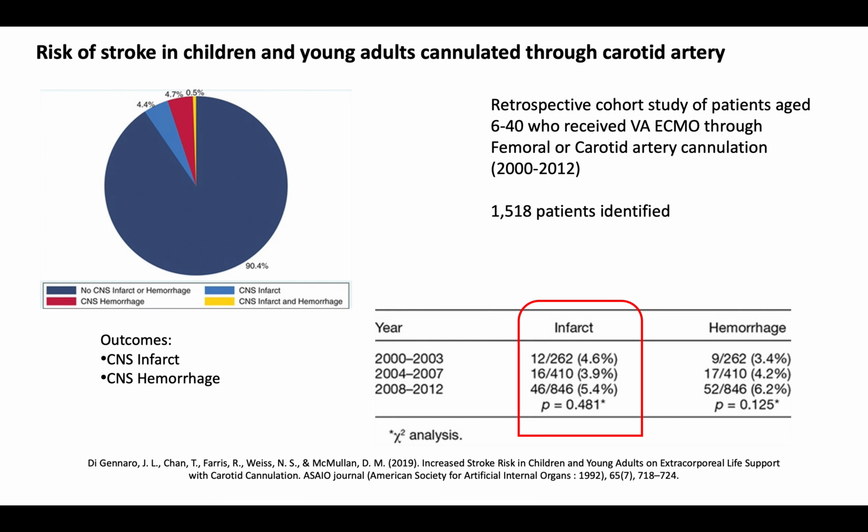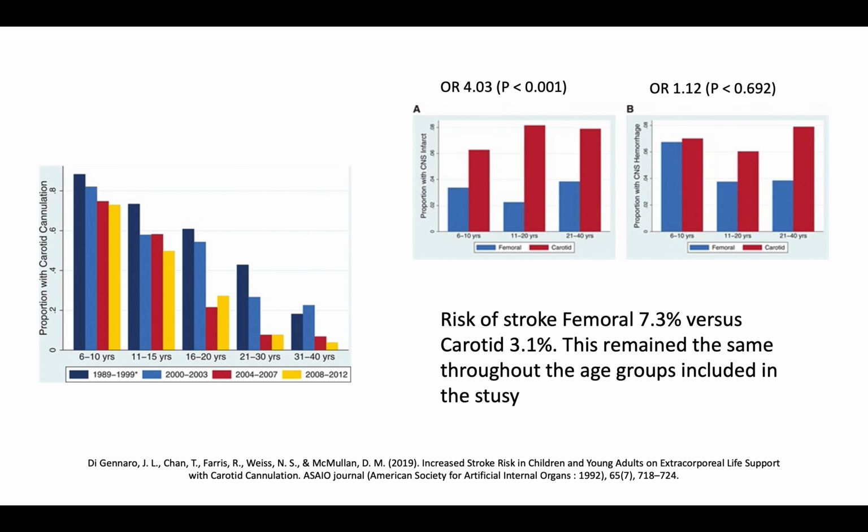The next study is by De Gennaro and colleagues. They have diced the ELSO data in a slightly different way to tease out the additional risk of stroke with carotid artery cannulation. The inclusion criteria are narrower. Only patients who receive VA ECMO through peripheral cannulation, that is either carotid or femoral cannulation, were included. They excluded children under 5 as realistically there are no alternatives to carotid cannulation in this age group.